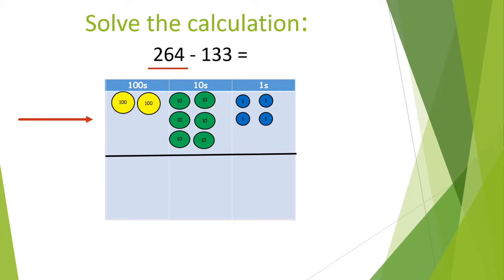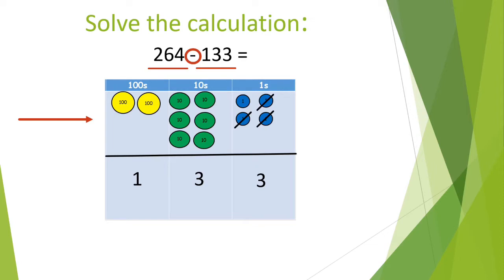And what we're going to do underneath is we're going to subtract the second number. So in the second number we can see there are 100, 3 tens and 3 ones. So what we are going to be doing is taking those away from each of the columns. So we're going to start by taking the ones away. Okay, so we're taking away 3 ones. So those 3 ones are gone, so we won't count them anymore.